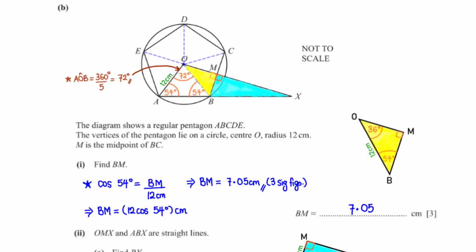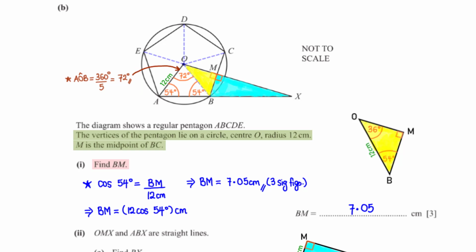The diagram shows a regular pentagon ABCDE. The vertices of the pentagon lie on a circle, center O, radius 12 centimeters. M is the midpoint of BC. Find BM. When we take a look at the diagram, we see that we can split the pentagon into 5 triangles. And so angle AOB will be 360 degrees divided by 5, which is equal to 72 degrees.